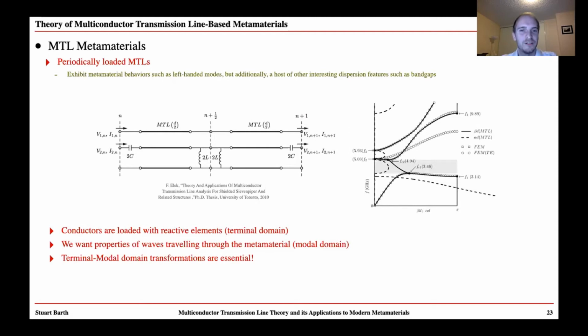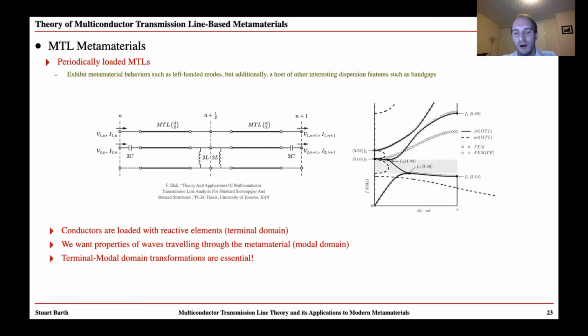So I've shown here a circuit diagram corresponding to one of the earliest multi-conductor transmission line metamaterials. This was a work by Francis Ellick, and what he examined was the shielded Stephen Piper structure, in which he found that there is a very prominent and controllable band gap. So we note some critical points here. The conductors are loaded with reactive elements, either in series with conductors or in shunt between them, which is a terminal domain representation of this system.